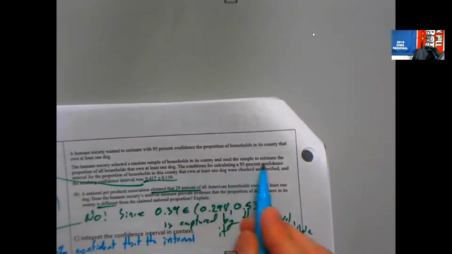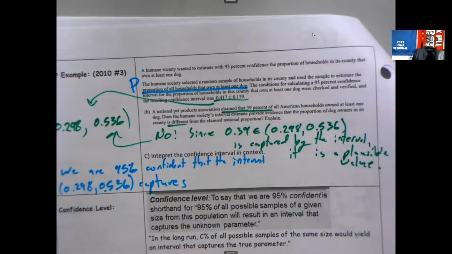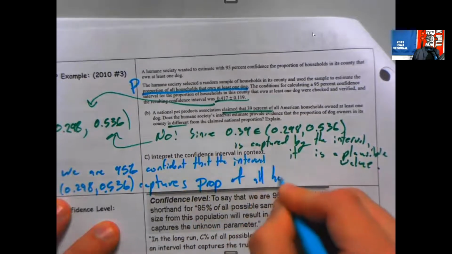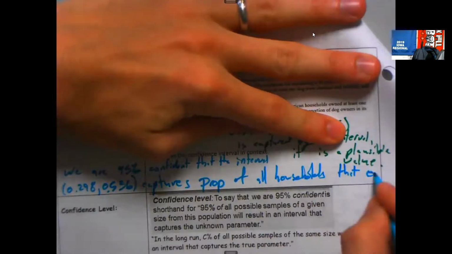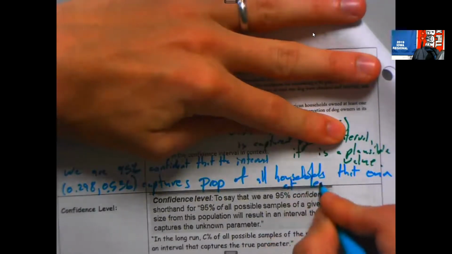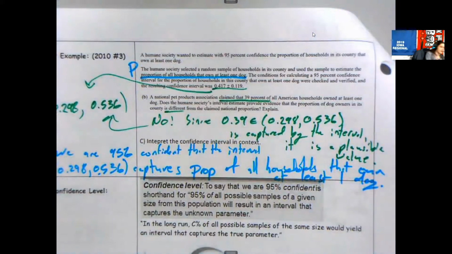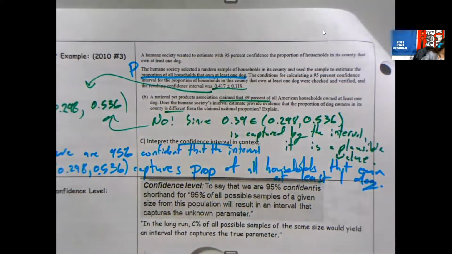Go back here. Proportion of all households in the county that own at least one dog. If you're not underlining, that's the parameter of interest here. If you're not underlining that, get in the habit of it. The proportion of all households that own at least one dog. Great. So we can interpret confidence intervals using that template.